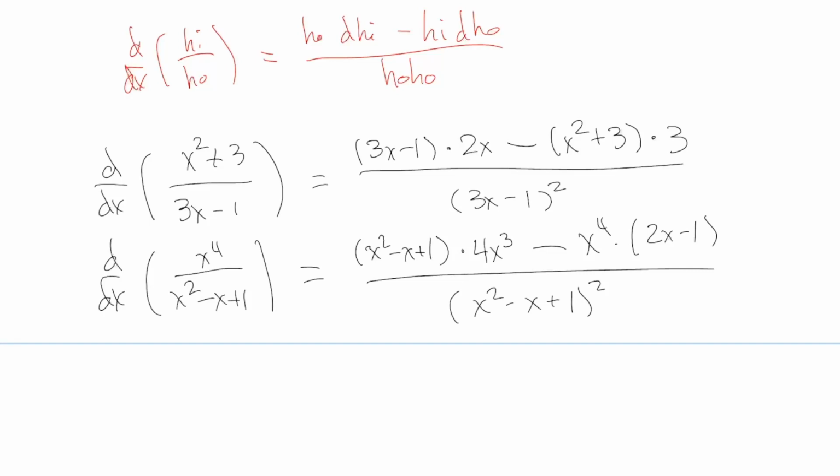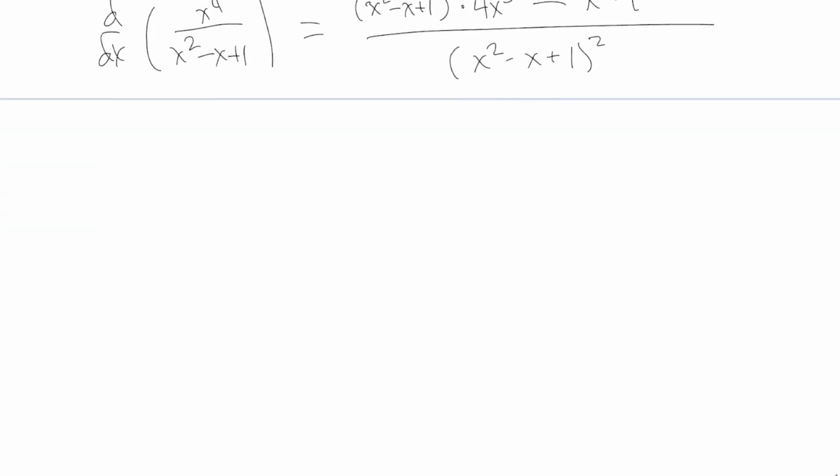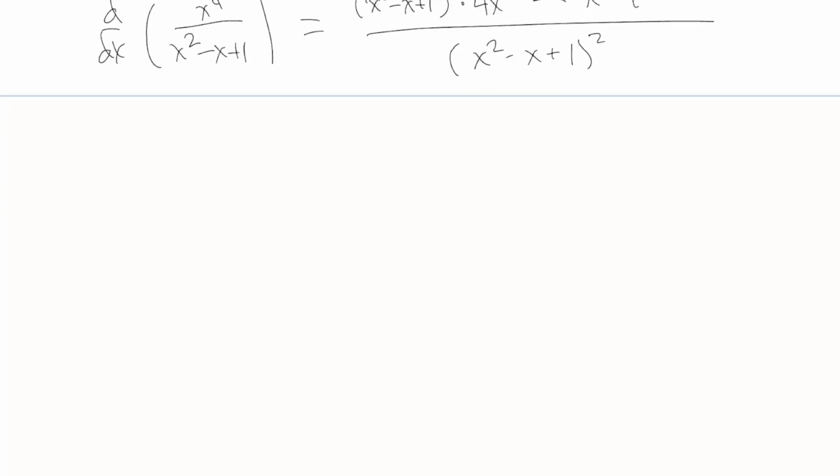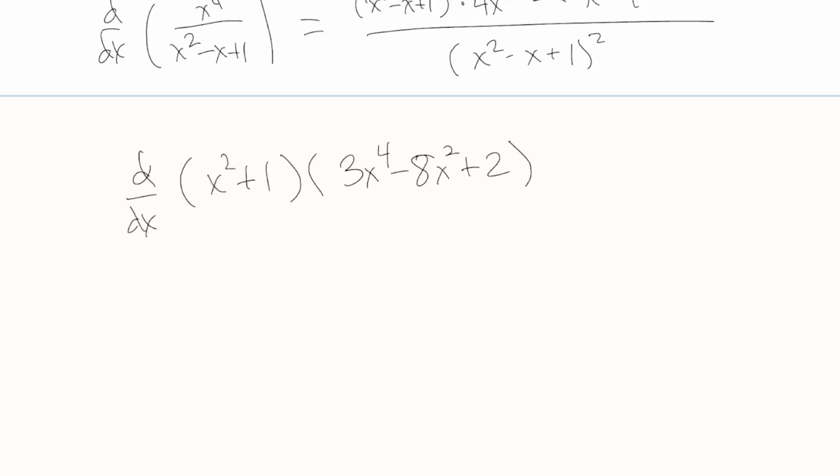I got some for you to try. Let's try some, and then that might do it for us. So take the derivative of each one of these things. How about the derivative of x squared plus 1 times 3x to the 4 minus 8x squared plus 2?